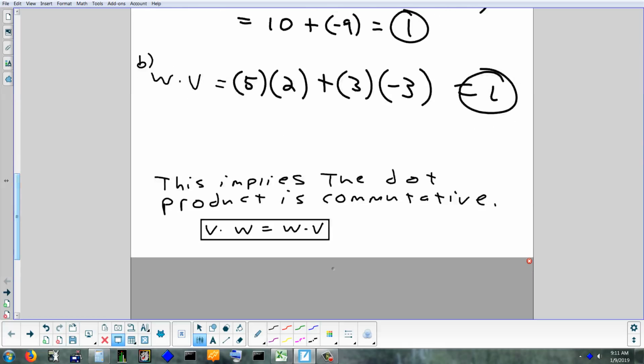Now, when we study cross product, that's not going to be true. If you do V cross W and then do W cross V, you don't get the same answer. So that's going to probably be one of the first times you've ever done something with multiplication and the order matters. Most of the time, order doesn't matter with multiplication. When we learn cross product, it does. Okay. But for today, it doesn't.